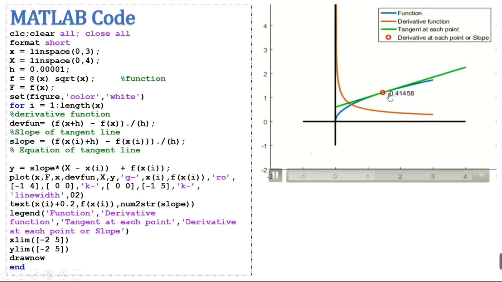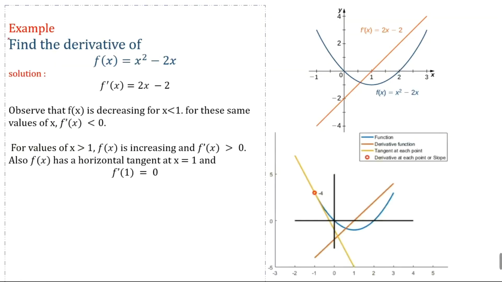This is the derivative of the function, decreasing 0.3 and so on. This is decreasing as x is increasing. Example: find the derivative of a given function, that is f of x is equal to x square minus 2x, and the derivative of this function is f prime of x is equal to 2x minus 2.